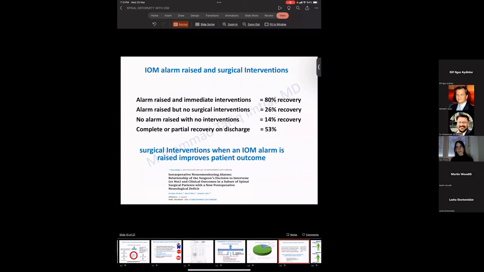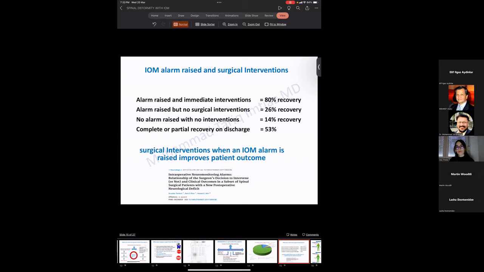Now, this is a very important paper that actually came out a couple of years ago, and this is another take-home message for surgeons. When there is an alarm raised by neurophysiologists and you have immediate interventions, the patients' recovery was 80%. Comparing it, when the alarm was raised to the surgeon but no surgical intervention was performed, the recovery is only 26%. So there is a significant difference when the intervention is performed, for example, when the neurophysiologist asks for removal of a screw or a change in the mean arterial pressure. And if it's not listened to, then the recovery significantly drops.